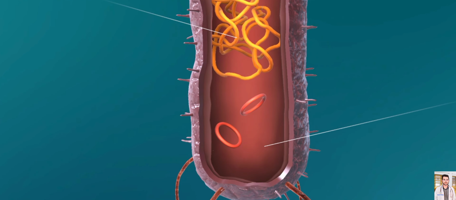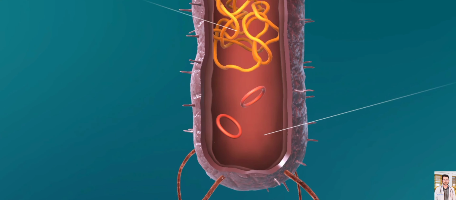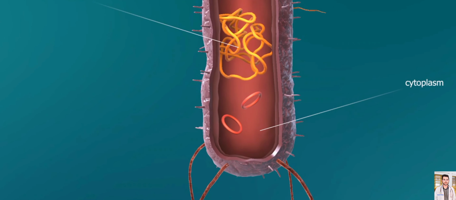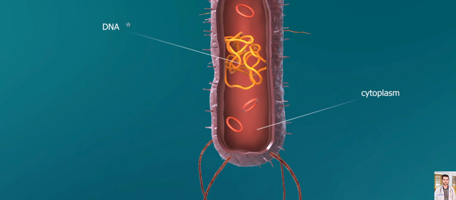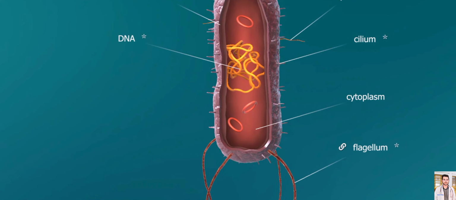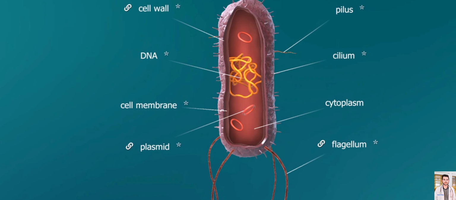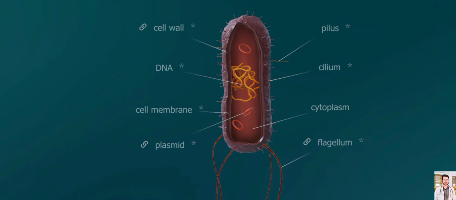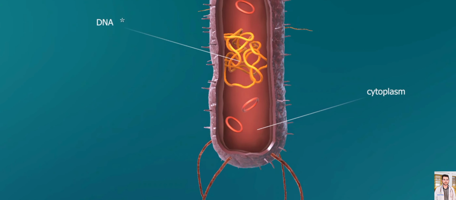Prokaryotic cells lack a true nucleus and their DNA is located in the nucleoid. Prokaryotic cells are much smaller than eukaryotic cells, typically 1 to 5 micrometers in size. Prokaryotic cells have a relatively simple structure compared to eukaryotic cells, lacking membrane-bound organelles. Prokaryotic cells have a cell wall made of peptidoglycan, which provides structural support and protection.